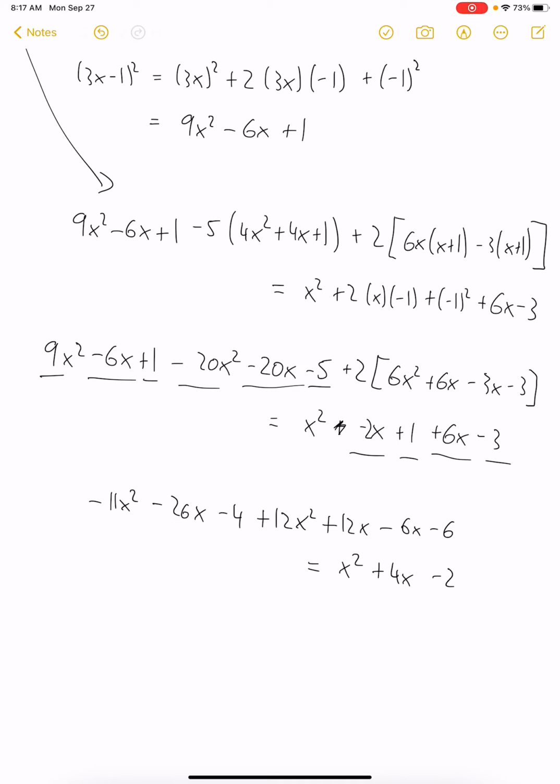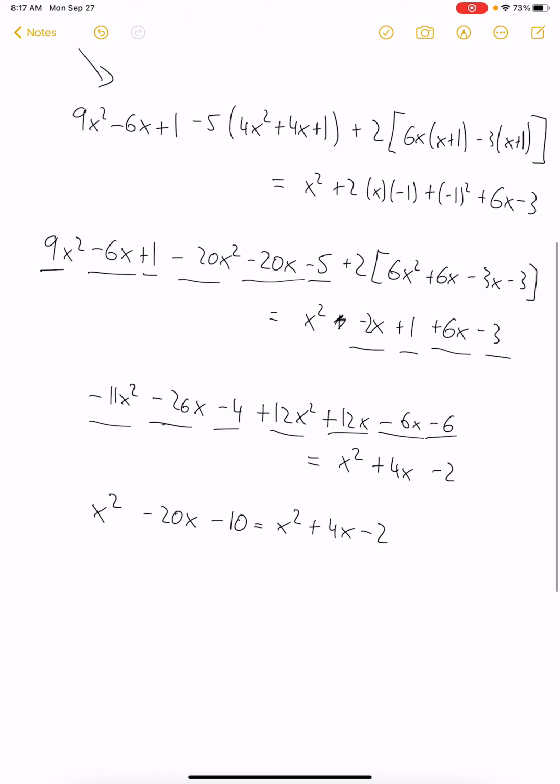Okay, so let's simplify first the left-hand side. We have 12x² − 11x² is x². We have −26x − 6x, which is −32x, and then plus 12x is −20x, and then we have −4 − 6, which is −10. This should be equal to x² + 4x − 2. Okay, so now we see that indeed we can subtract x² from both sides of the equation, which leaves us with −20x − 10 = 4x − 2.